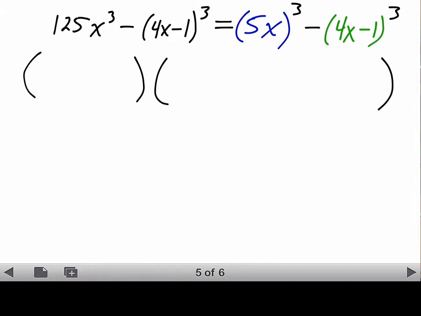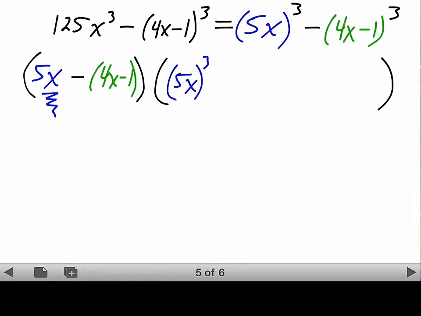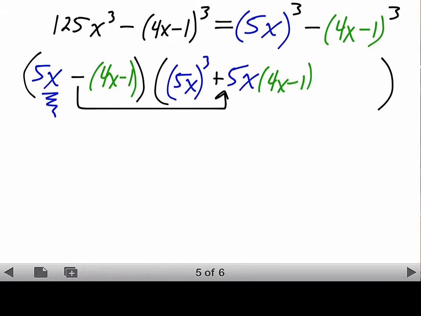Okay, drop the cubes, and for the first factor, in the first set of parentheses that is, I have 5x minus the quantity of 4x minus 1. Notice I'm using parentheses because I have a minus in front of a binomial. In the second set of parentheses, we're going to take the 5x and cube it. We're going to use the opposite sign, so I'm going to write a plus 5x times 4x minus 1. These I'm getting directly from the first set of parentheses. And then finally the last term is always positive. We're going to take that 4x minus 1 and square it.